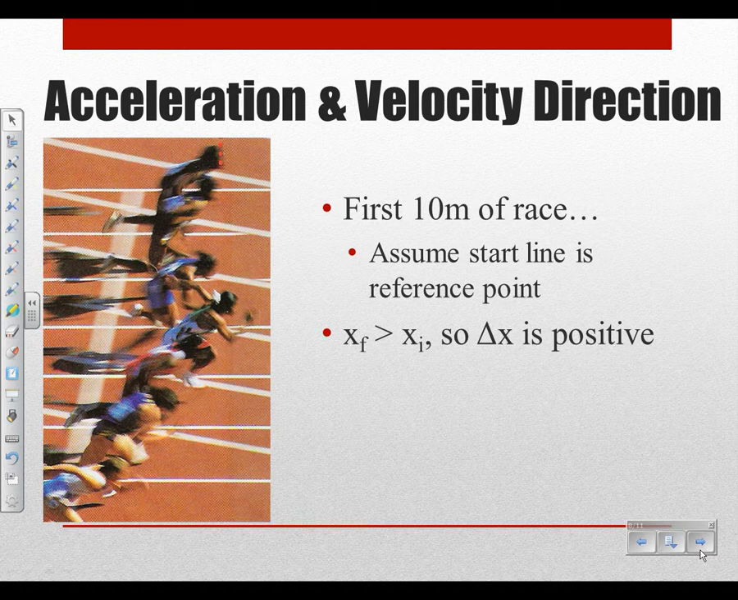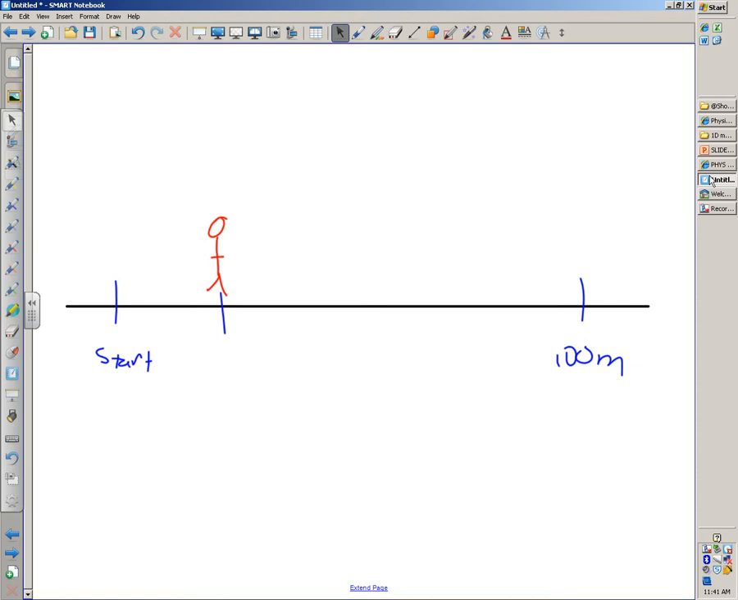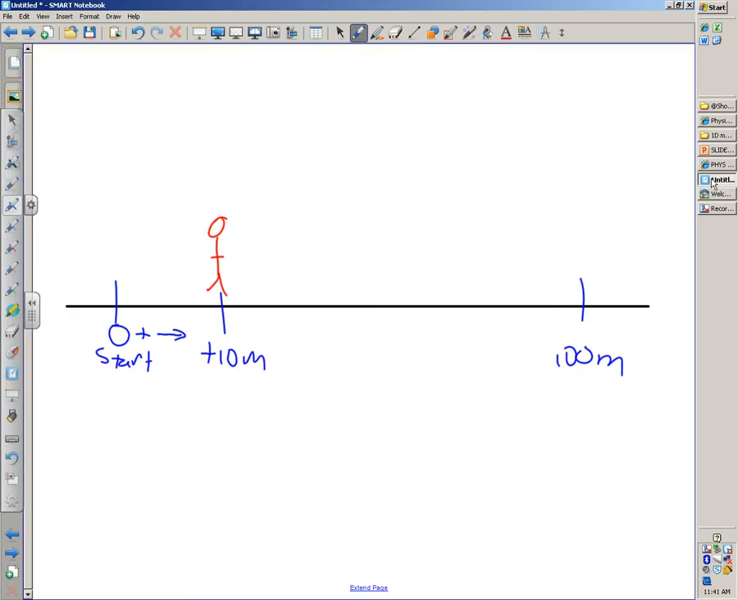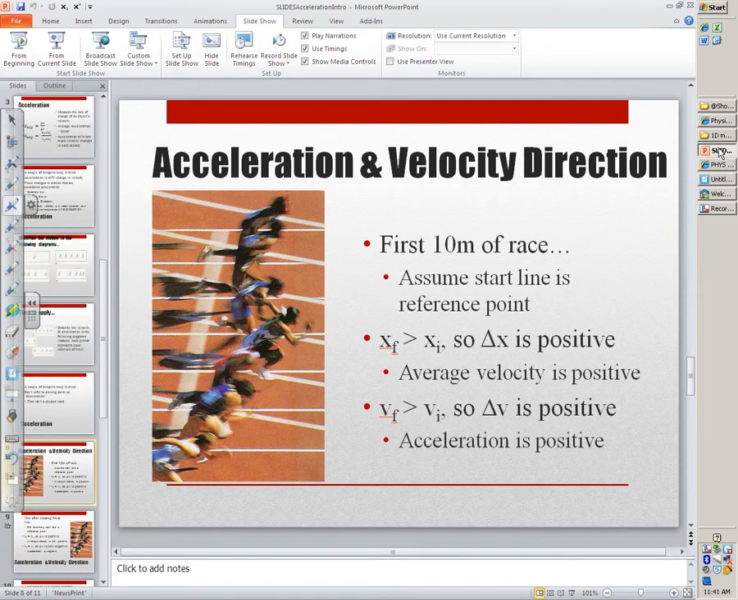X represents position, right? If we're talking about the x-axis. So if we go back to our picture of them running the race, we're going to call this our 0 point, and that means here, and we're going to call this the positive direction. So that means here, that's positive 10 meters. So going back to this, the initial position was what? If we started at the reference point, my initial position was 0. So positive 10 minus 0, or a positive 10 is greater than 0, right?